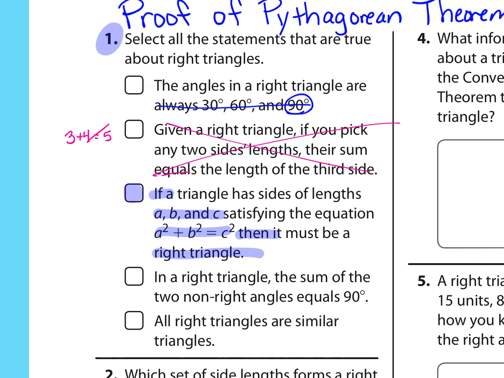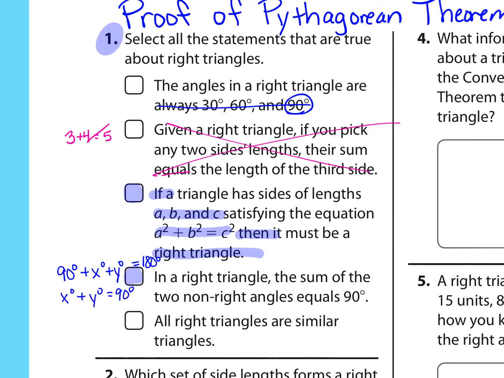The next statement says, in a right triangle, the sum of the two non-right angles equals 90 degrees. Well, we do know this. We know that there is a 90-degree angle plus some angle plus some other angle, and that adds up to 180 degrees. So if I take away that 90-degree angle, then I just have that the two remaining angles add up to 90 degrees. Well, that is a true statement.